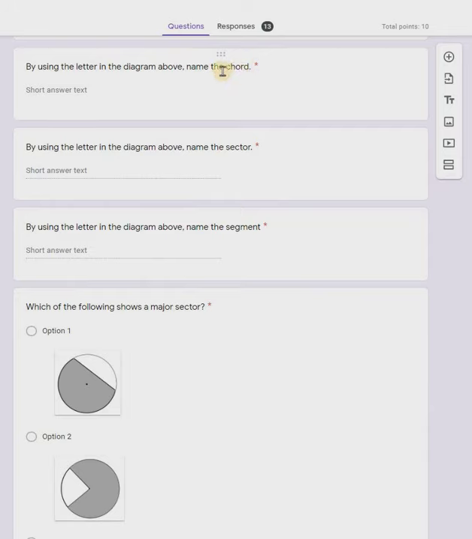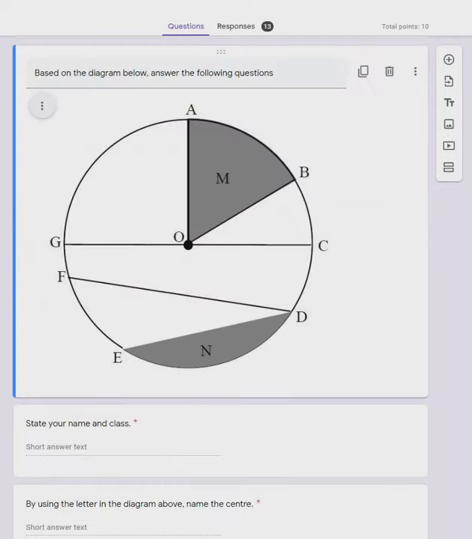After that, they ask you to determine the chord. The chord is a straight line drawn across a circle, but not touching the center. Remember, the chord is a straight line we draw across the circle, but not touching the center. So we have two answers here. DF is a chord, and another answer, DE, is a chord.